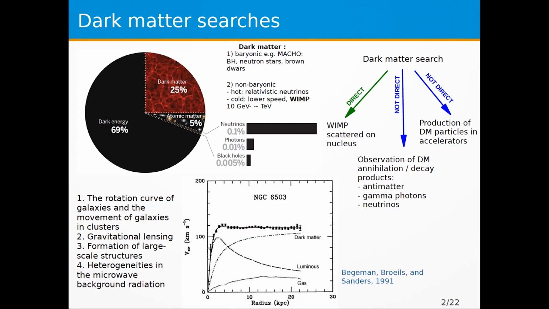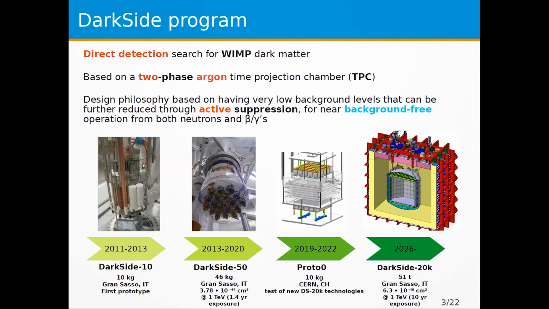So we can look for dark matter in different ways. We can try to detect it in a direct way, like for WIMPs scattering on a nucleus. But of course, we can also detect it in an indirect way, like trying to produce it in accelerators, or observe products of decay or annihilation of dark matter, which could be antimatter, gamma ray photons, or neutrinos. The DarkSide program focuses on directly searching for the WIMP.